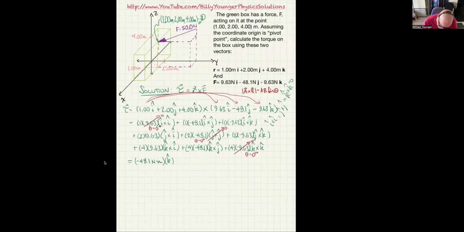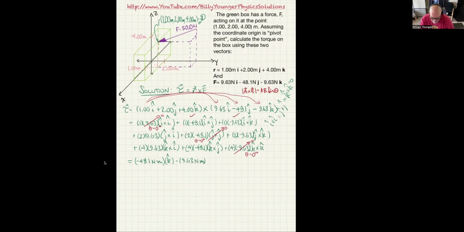The next term is 1 times negative 9.63, so this is going to be negative 9.63 Newton meters. That took care of this one, and now we're taking care of this one right here.